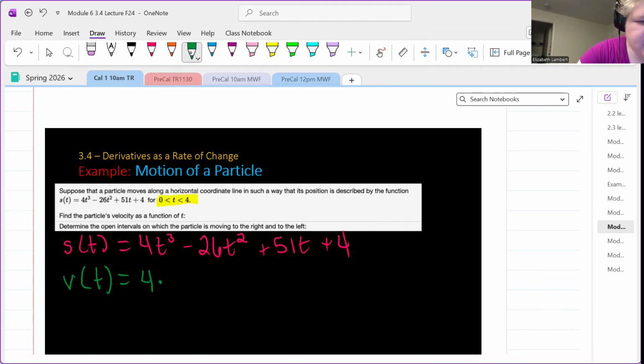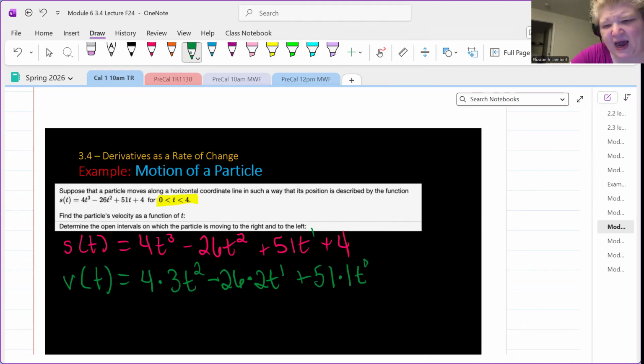4 times the derivative of t cubed, we bring the power down, 3t squared, minus 26 times the derivative of t squared, we bring the power down, 2 times t to the first power, plus we have 51, that is t to the first, so that is 51 times 1 t to the 0. Now, after a while, when you've written that 1 t to the 0 enough, you start to realize that's times 1. And, well, you don't have to write times 1 because it's just the number.